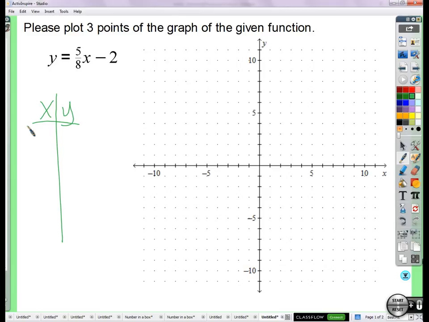What can we plug into the function? 0. 1. Anything we want to plug in there. What's a really easy one to plug in? 0, super easy. Couldn't get easier, right? Easiest of all inputs is 0. Because 5/8 times 0 is 0. And we subtract 2 from 0. -2. So we have a point, 0, -2. Great, good place to start.